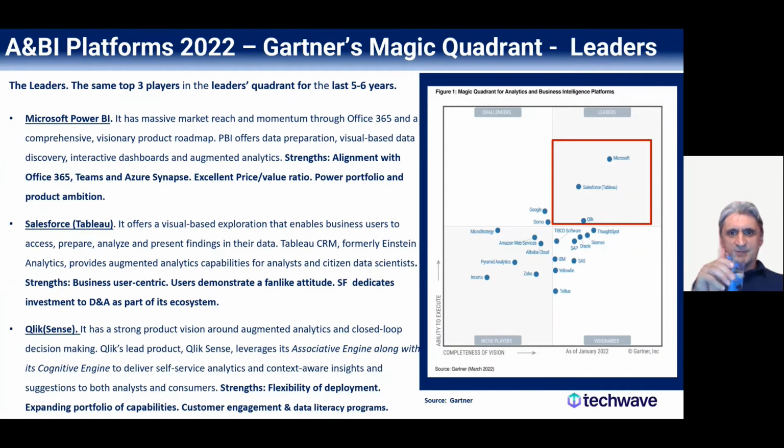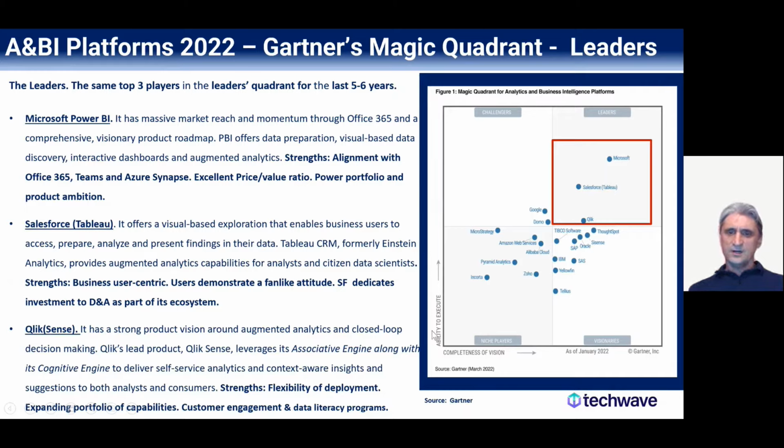Now, let's look at the Magic Quadrant of Gartner. As you can see on the right-hand side, the Magic Quadrant is made up of 4 sections. The top right is the leaders, the bottom right the visionaries, and then the niche players in the bottom left, and the top left corner is the challengers.